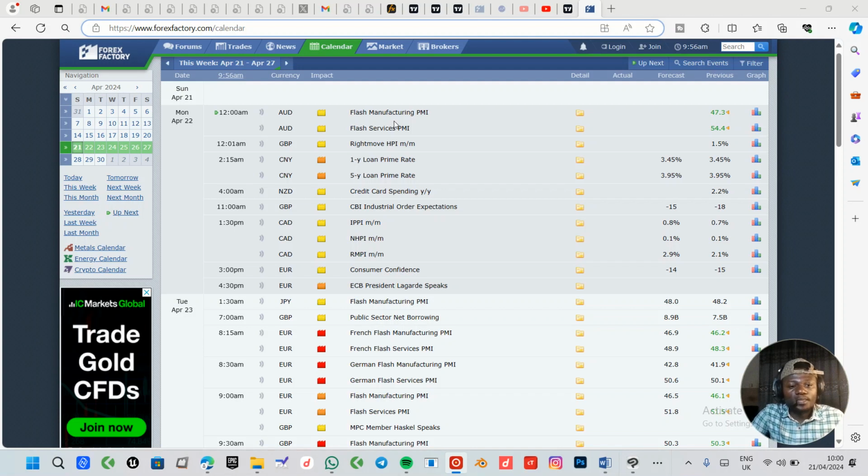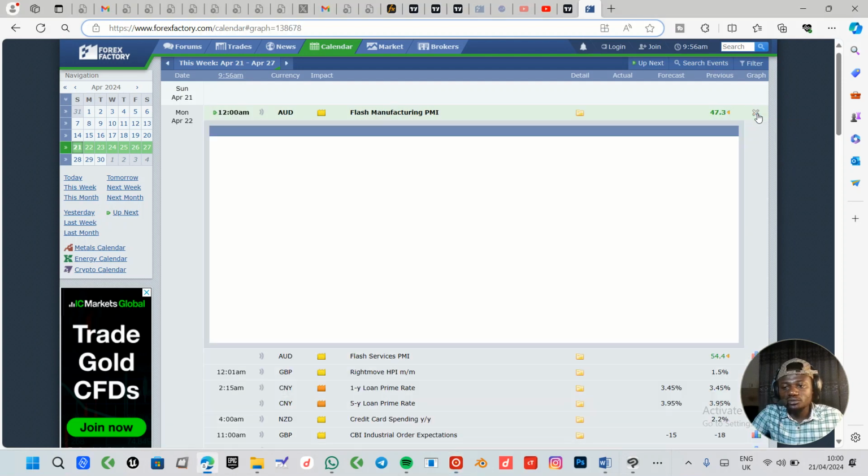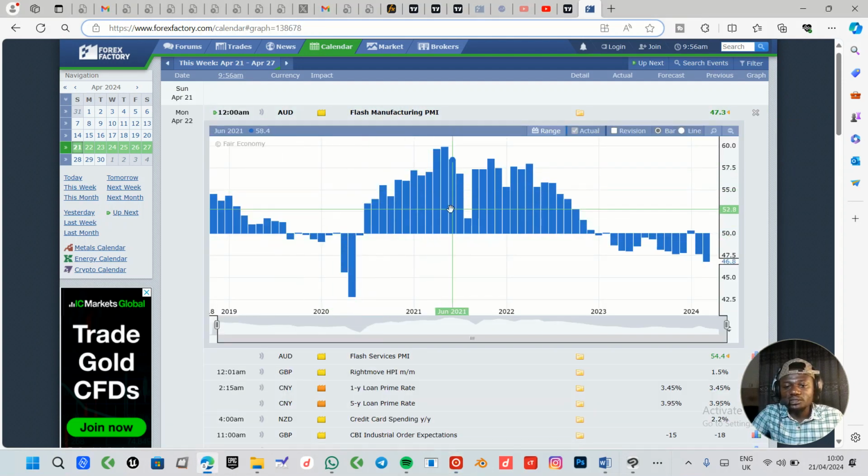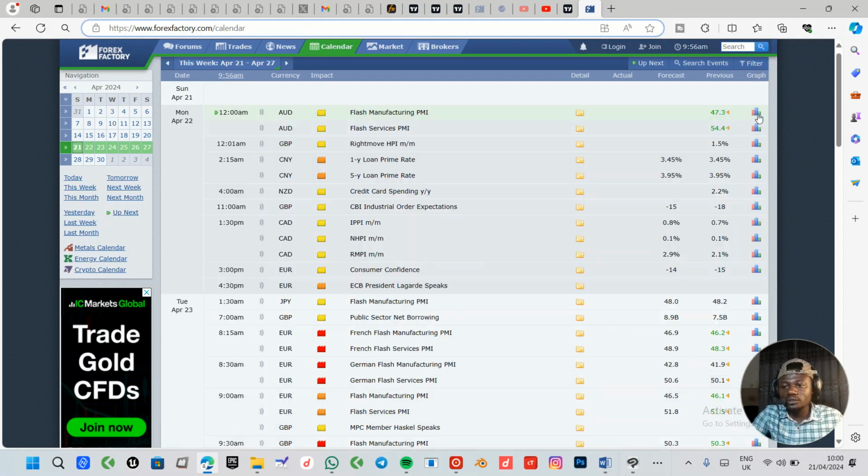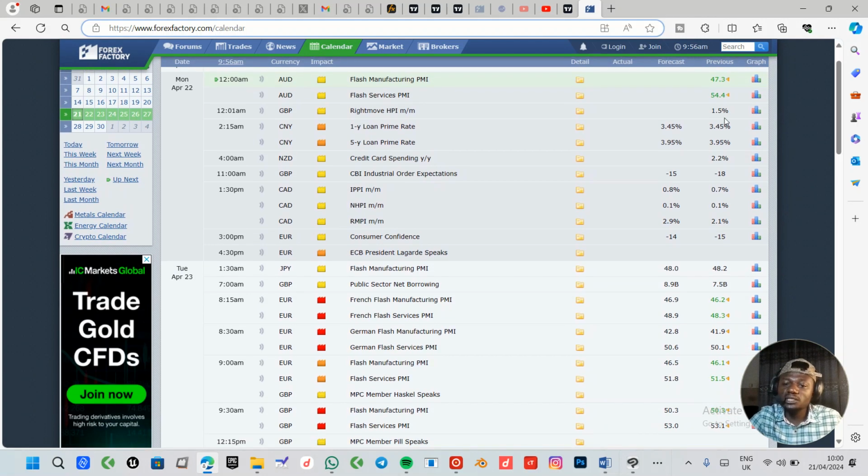So if I'm going to navigate through, graph is a graphical representation of the particular news, and when you click it, you can see it here. It's telling you the graphical representation and measures of the news, what happened previously and where it is right now. So that's for graph, straightforward, but you may not really be using it that much. Then we have previous. The previous result is telling you what happened before.